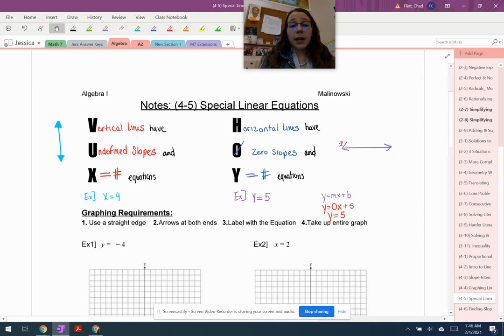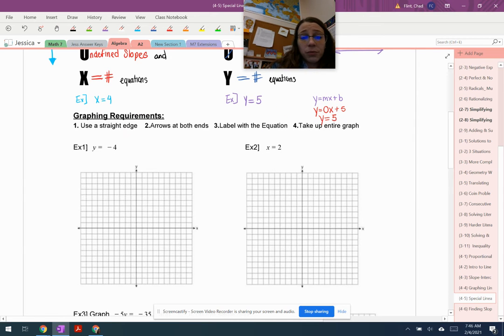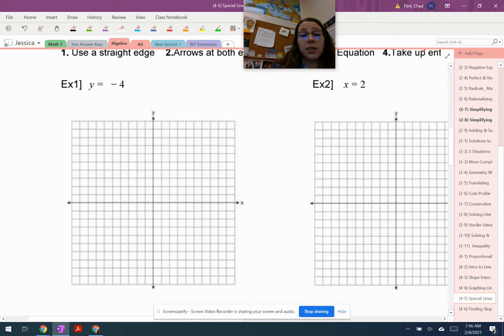So going back to my acronyms, because again, that's why we use these things. That's why we have the notes to help us. Is this a VUX situation or a HOI? Well, it's y equals a number, which would make it a HOI situation, or a horizontal line. So if I come to my graph over here, this has got to be a horizontal line.